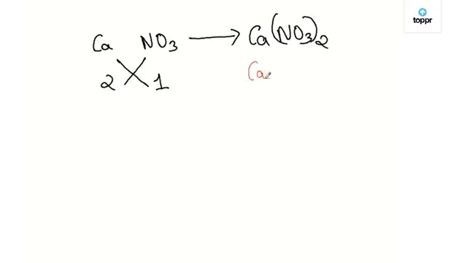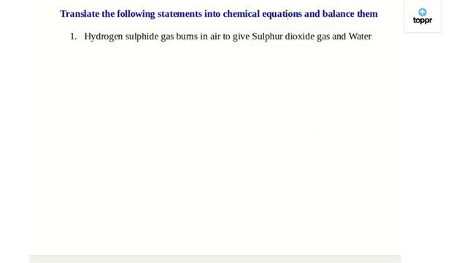Ca is calcium, okay, and NO3's name is going to be NITR from nitrogen and ATE for oxygen. So NO3's name is nitrate. So the entire compound's name becomes calcium nitrate. Okay, now let us solve a question.